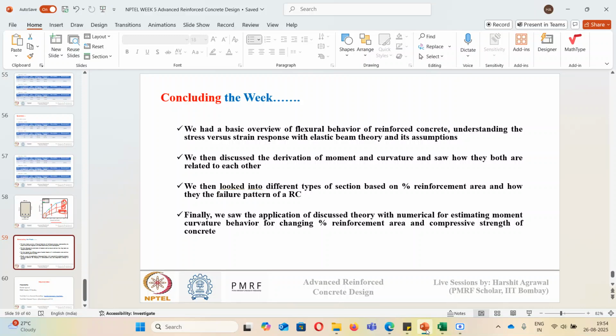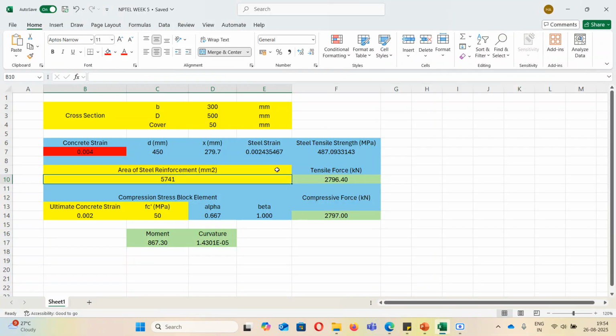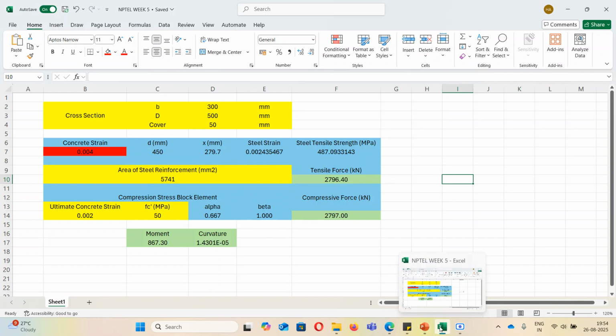Next week we'll build up on this. Now we'll add compression steel, and this Excel sheet also we'll see how we can update. When we add compression force, how to account for compression steel, how to make changes to the sheet so that we can simplify any type of problem. That also we'll see in the next session.